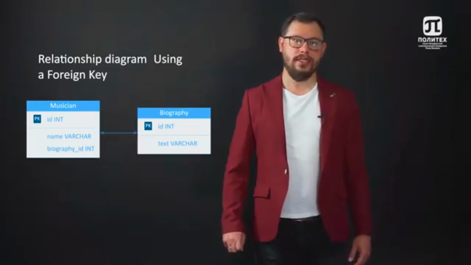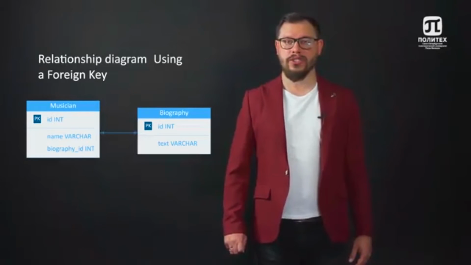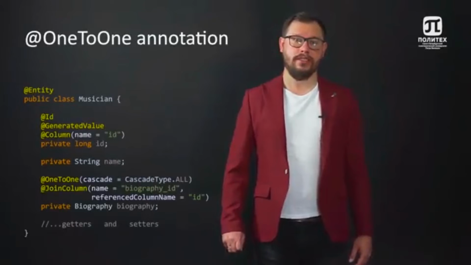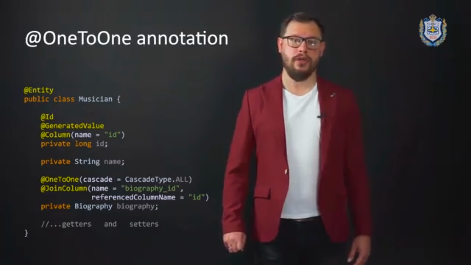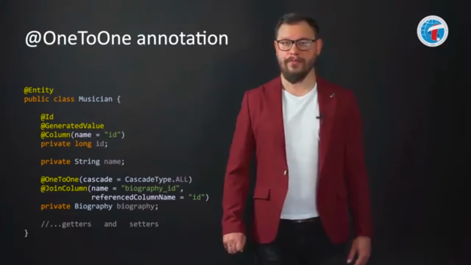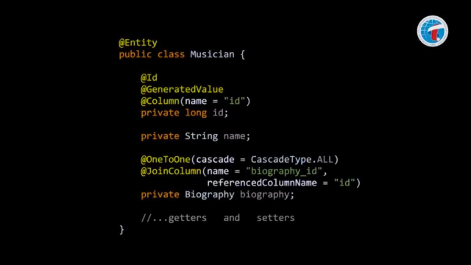Let's see how to annotate it appropriately in the Musician class. Note that we place the @OneToOne annotation on the related entity field, biography. Also, we need to place the @JoinColumn annotation to configure the name of the column in the users table that maps to the primary key in the biography table. If we don't provide a name, then Hibernate will follow some rules to select a default one.